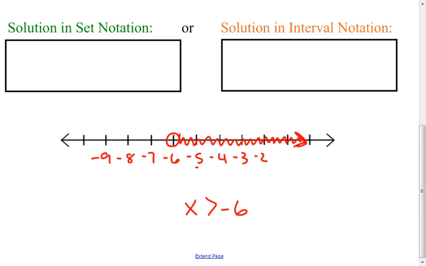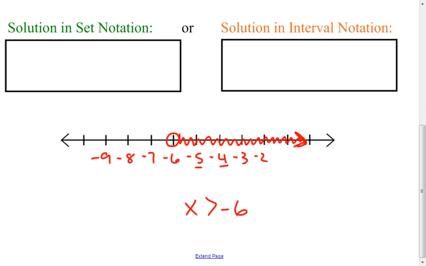Negative 5 is bigger than negative 6. Negative 4 is bigger than negative 6. I know it doesn't seem like it, but if you're only $5 in the hole, you have more money than if you're $6 in the hole. So think about it like that. That's what it would look like on a number line.